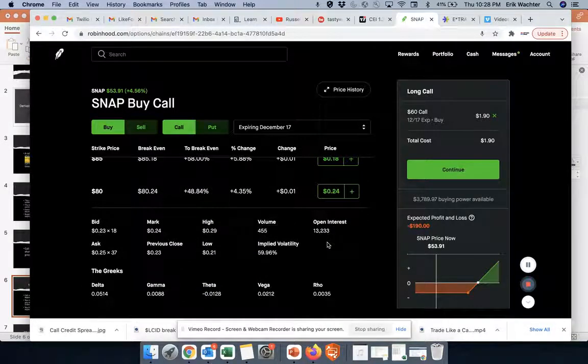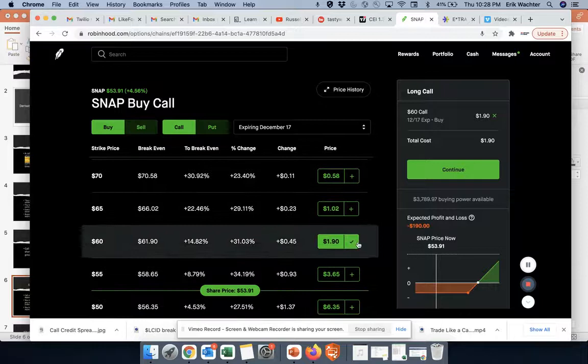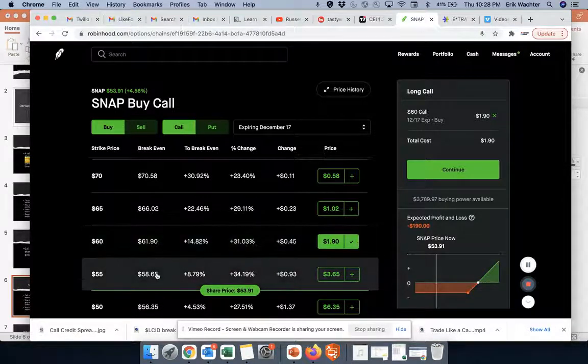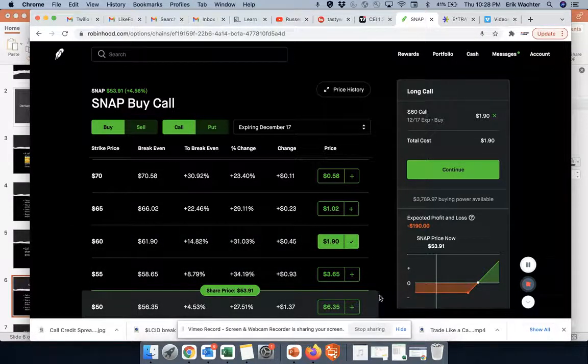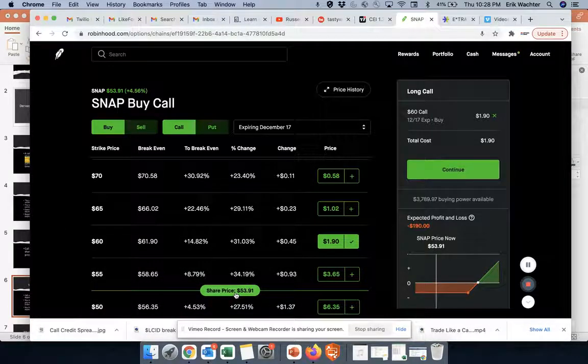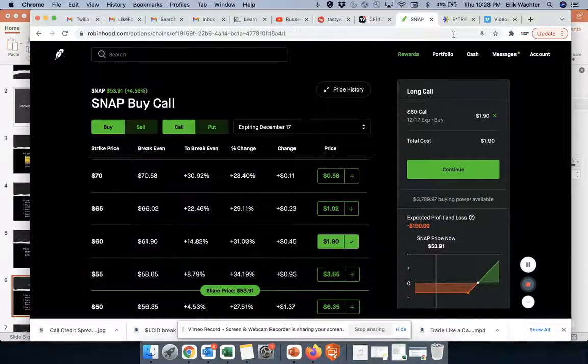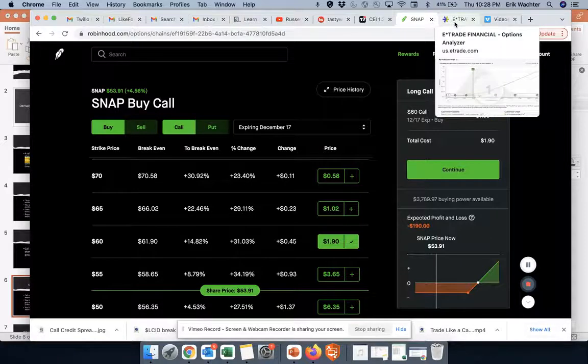But that doesn't mean we can't still make money. For example, we're on the $60 option. I said Snapchat has to get to $60 for us to make money. But what happens if Snapchat goes from $54 to, let's say, $56? It just moves up $2 in price. What happens to the option then? So let's look at that.